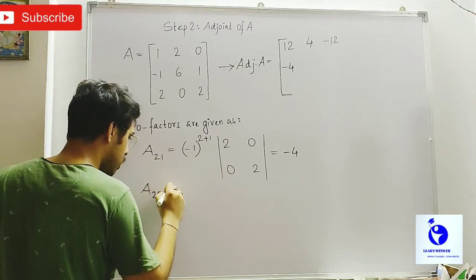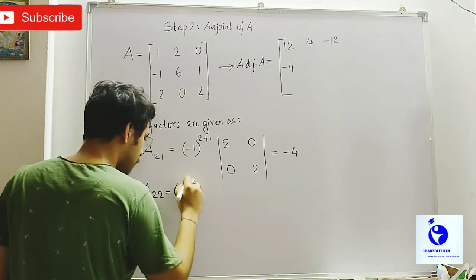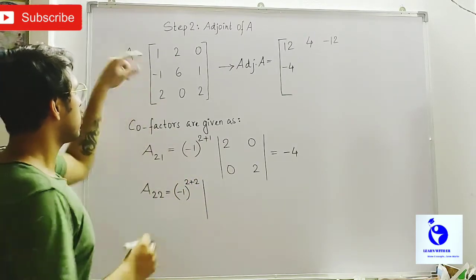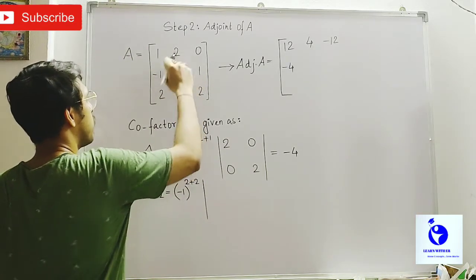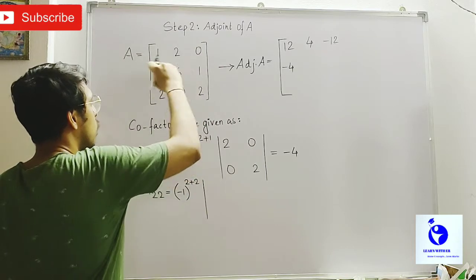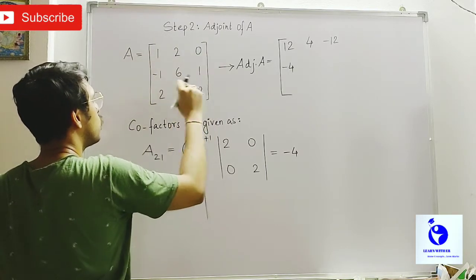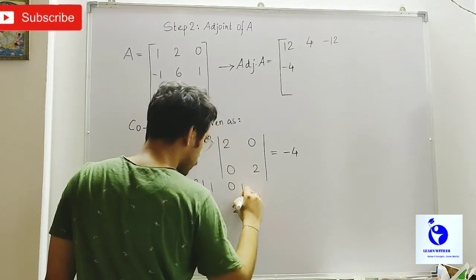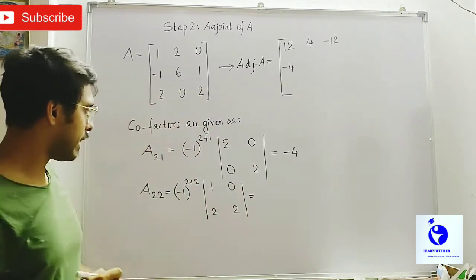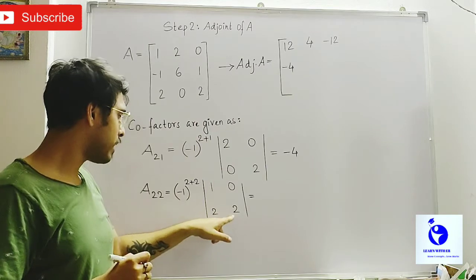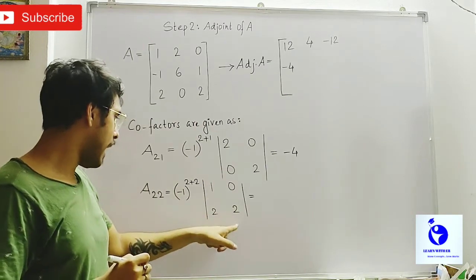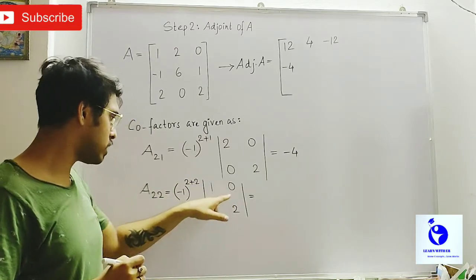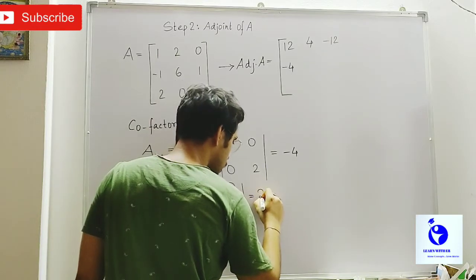A22, second row, second column. So it will be minus 1 to the power of 2 plus 2 and modulus, or the determinant of the minor. So second row, second column. So this one. So if you cut the concerned row and column, what is left? 1, 0, 2, 2. So what are we getting? 1 into 2, that is 2, minus 2 into 0, that is 0. So 2. And here also there is minus 1 to the power 4, that is simply 1. So here 2 minus 0, that is simply 2. So answer will be 2.